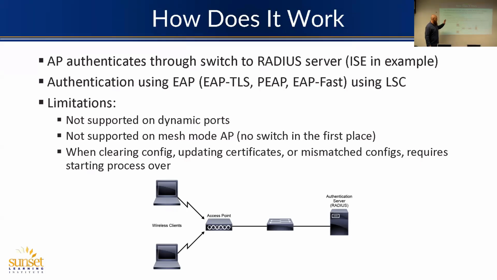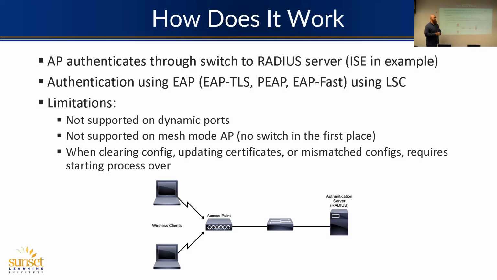So in that case, we have the locally significant cert on the AP and the cert on the Radius server for authentication. PEAP, protected EAP, you've got server-side certificates, client-side credentials. That's what we'll look at in the configuration here. It's a little easier to set up, less work for you and I on a day-to-day basis.